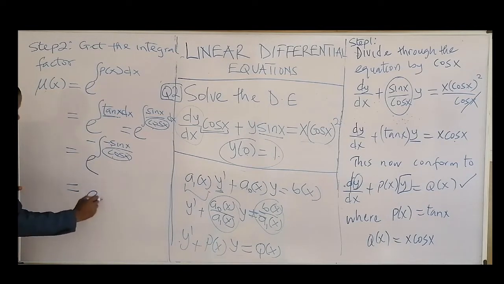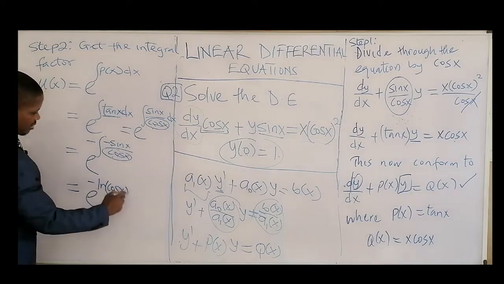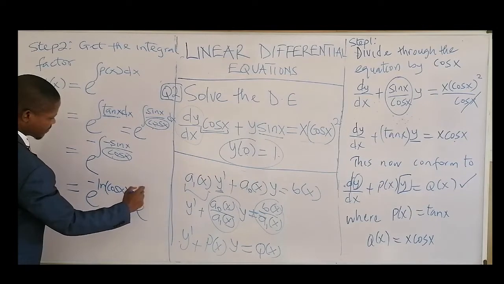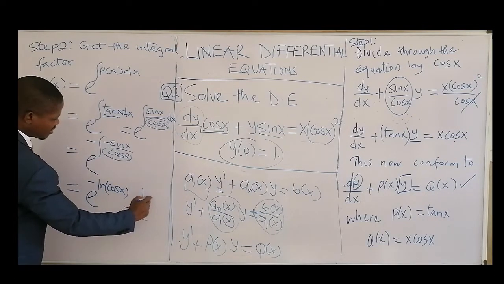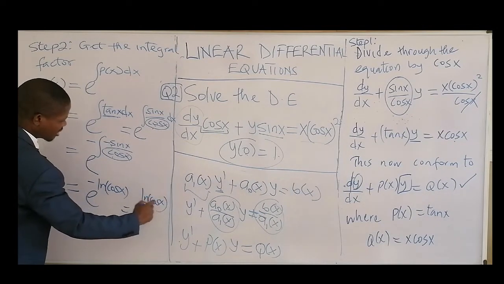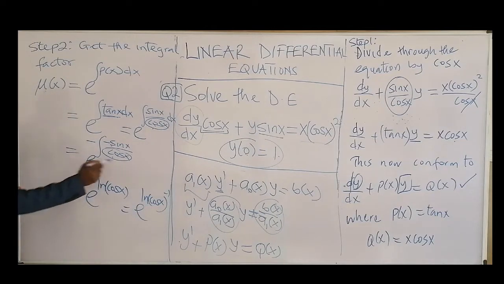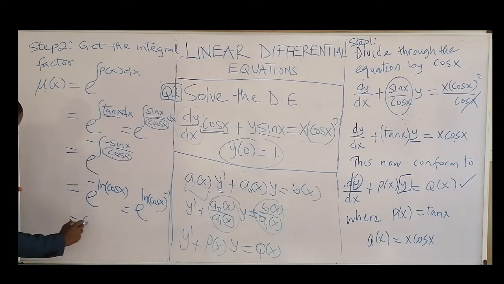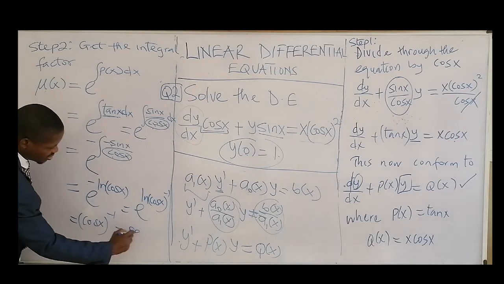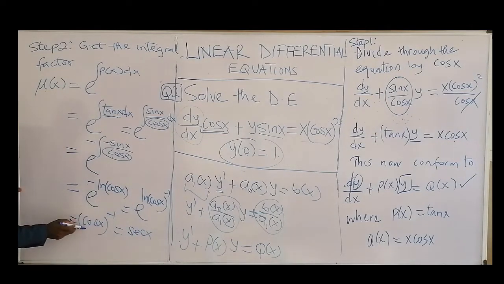exponential minus ln cos x, and that will be equal to exponential ln cos x to the power of minus 1. This minus will go to the front, and that will be equal to what? Cos x to the power of minus 1, and that's equal to what? Sec x. This is 1 over cos.